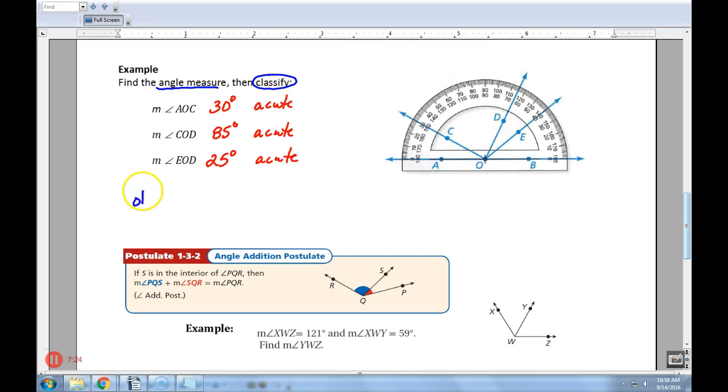If I wanted to pick an obtuse angle off the chart, maybe something like angle AOE. AOE is definitely bigger than 90 degrees. And if I measure it, it starts at zero and goes all the way around. It looks like to 140. So 140 minus zero is 140 degrees.